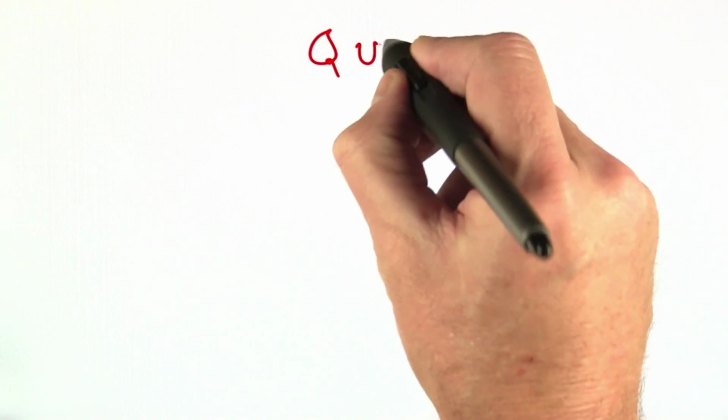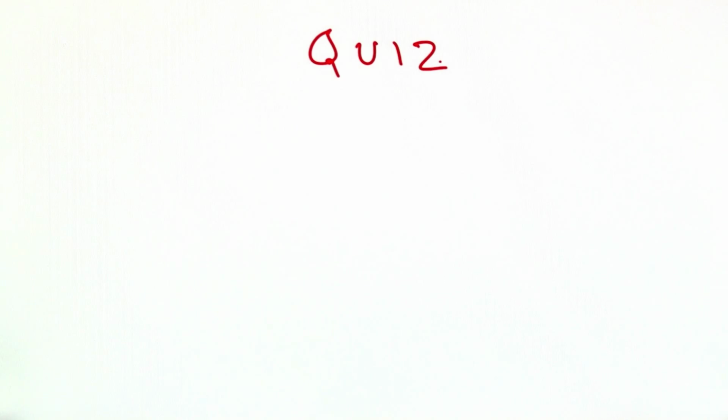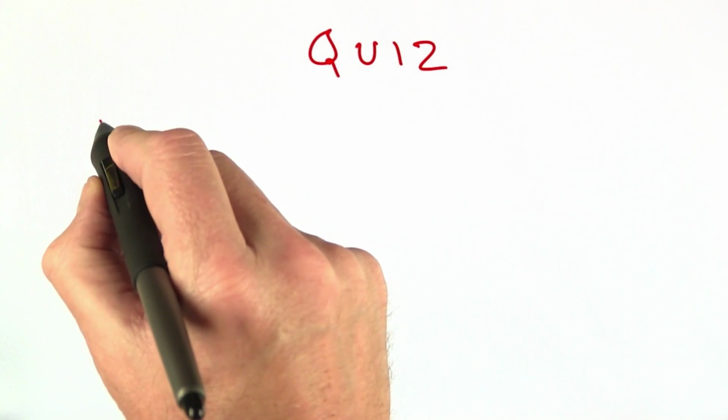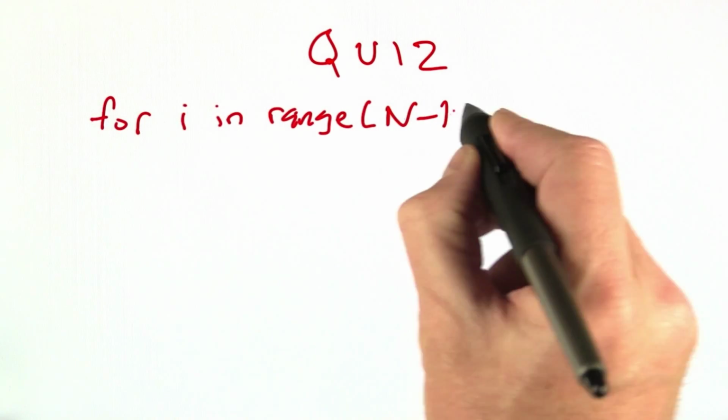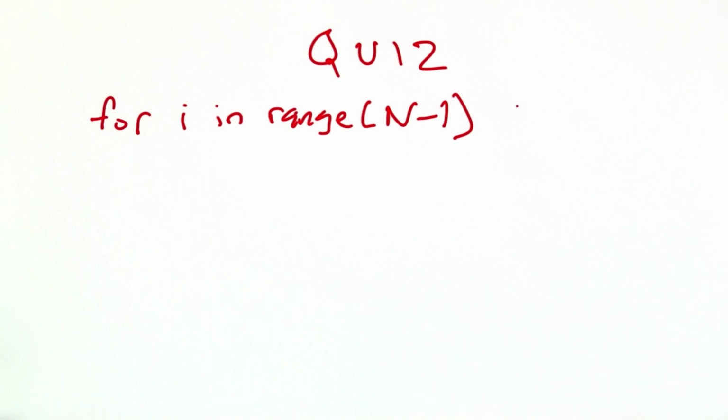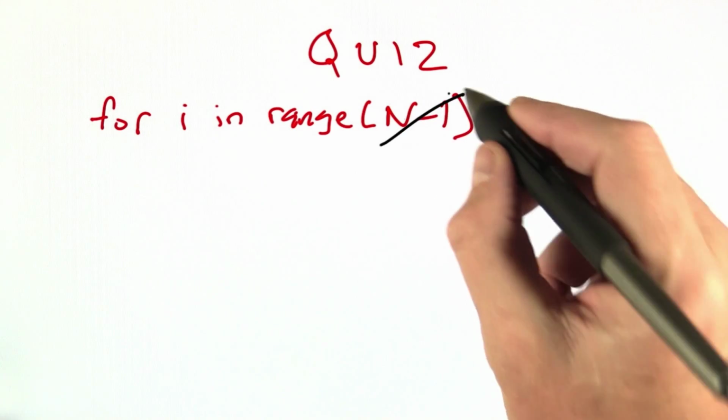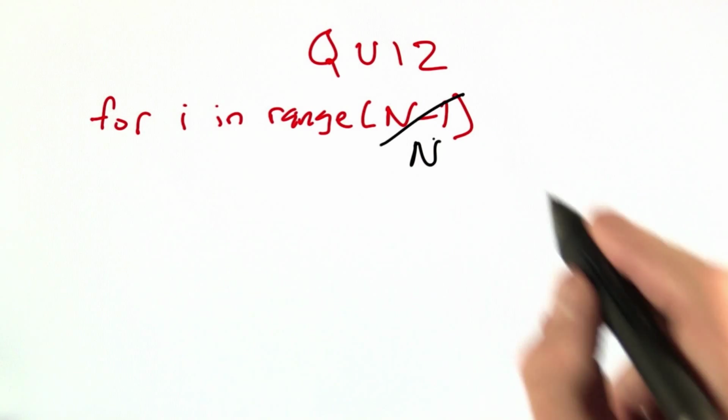And so let's have another quiz. And the quiz is, for that statement, for I in range n minus 1, what would happen if we replaced the n minus 1 with an n?